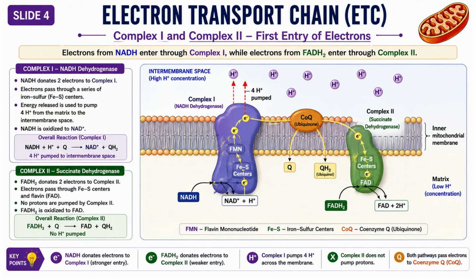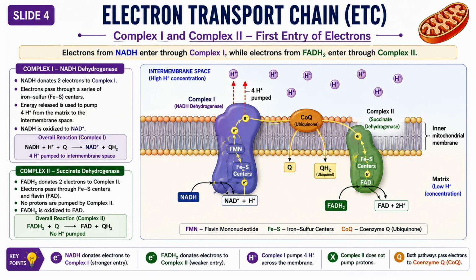As electrons move through complex 1, energy is released and used to pump protons, or H+ ions, from the mitochondrial matrix into the intermembrane space. In the simplified stoichiometry commonly taught, complex 1 pumps about 4 H+ per pair of electrons. NADH is oxidized to NAD+, while coenzyme Q is reduced to ubiquinol.